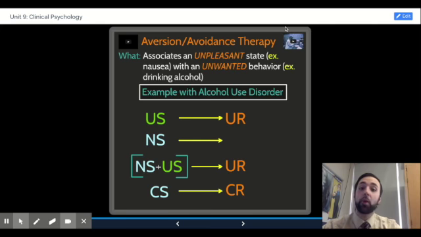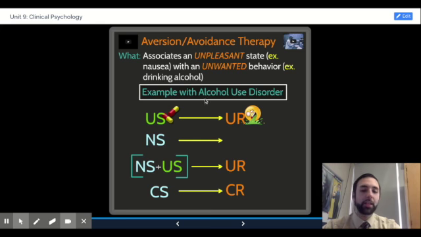Aversion therapy or avoidance therapy is the idea of using the classical conditioning flowchart to identify a target behavior that we'd like to eliminate, let's say drinking too much or binge eating, and on purpose associating that unwanted behavior with an unpleasant state. So let's say, for example, there's a drug that when you take it makes you sick, makes you throw up every single time.